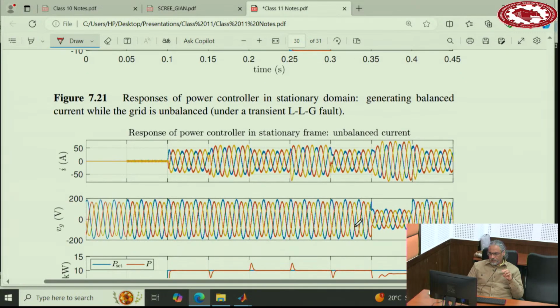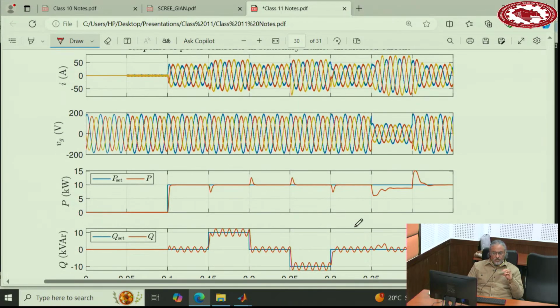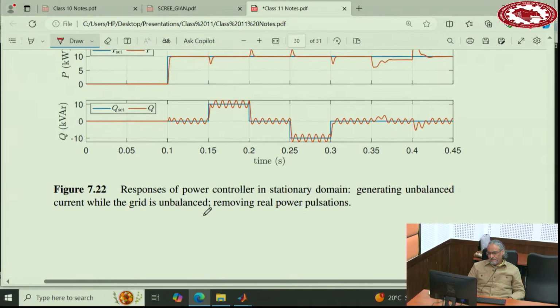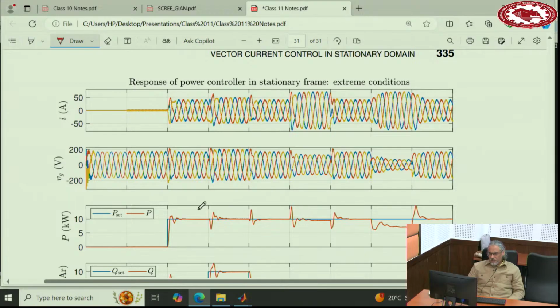This is the situation where we allow the converter to generate unbalanced current when the grid voltage is unbalanced, and also remove the pulsation of real power. So the voltage is unbalanced, the current is also unbalanced, the real power has no pulsation, but reactive power has pulsation. And you can see that when we remove the pulsation of the real power, the reactive power's pulsation becomes a little larger. This is some extreme conditions.